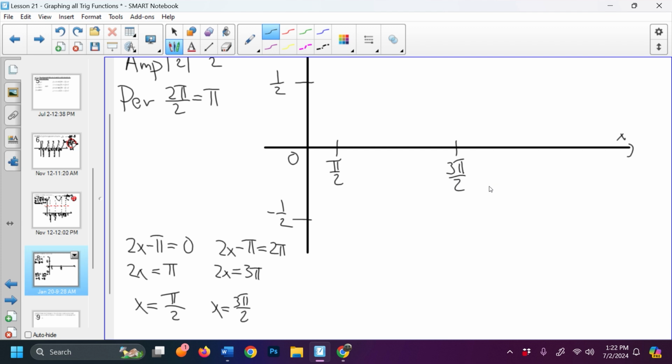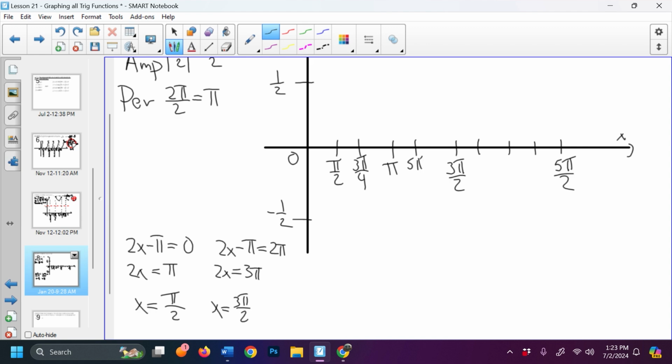And then if I add another pi to that, I'll have 5 pi over 2. And so I'll make some quarters in both of these. And so halfway from pi over 2 to 3 pi over 2 is going to be pi. And then halfway between pi over 2 and pi will be 3 pi over 4. And so from pi over 2 to 3 pi over 4, that's pi over 4. So I got 2 pi over 4, 3 pi over 4, 4 pi over 4 is pi.